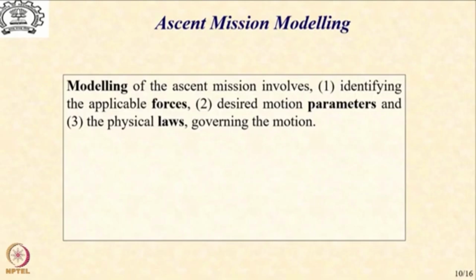This whole process of modeling of an ascent mission involves three components. The first, we need to identify the applicable forces in that segment. Then we need to identify the desired motion parameters that are of interest from the trajectory perspective, and the physical laws which are going to govern the motion in that segment.